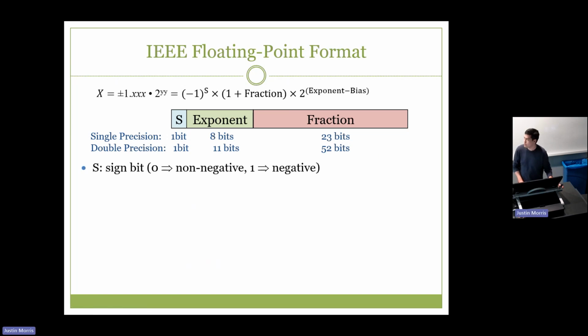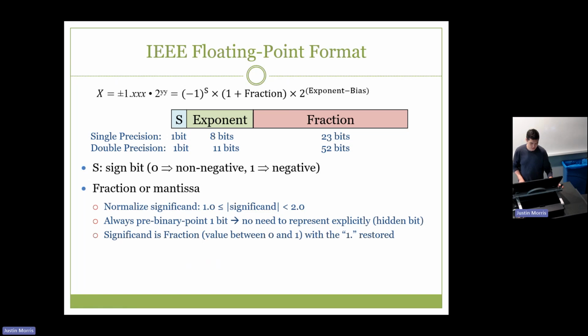So if the sign bit is 0, it's positive or non-negative, and if the sign bit is 1, it's negative. And then the fraction or mantissa is going to be the fractional part of the significand. And we are always prepending this 1 bit, so there's no need to represent it explicitly in our representation. That's how we're saving 1 bit.